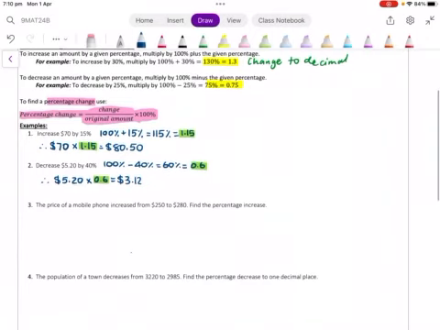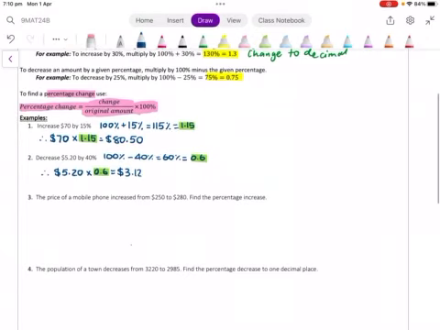Now, if we look at this in more of a real life application, we have the price of a mobile phone increasing from $250 to $280. We need to find the percentage increase. So we want to find out what our increase, or our change, is. Our increase is the difference between our 280 and our 250, so we go 280 minus 250 to get $30.